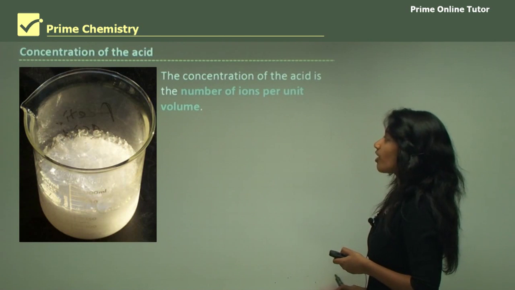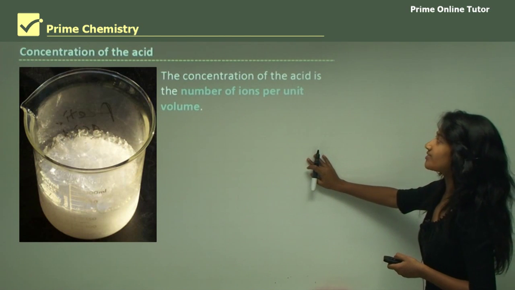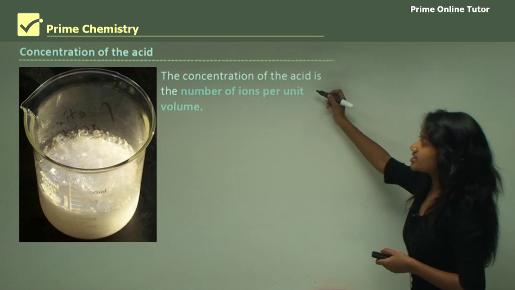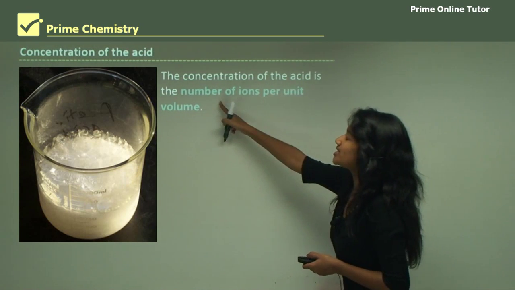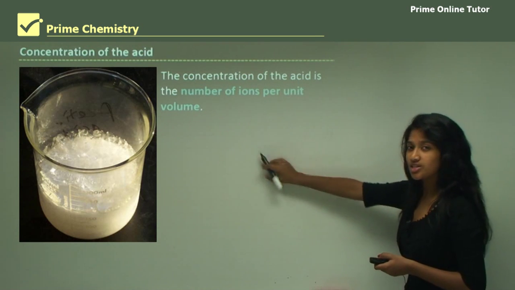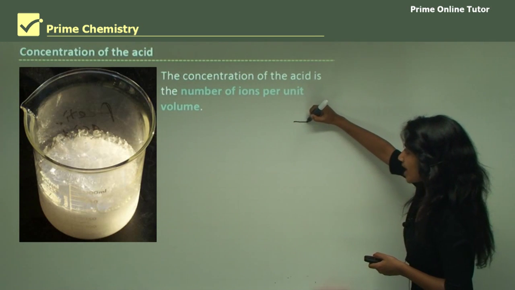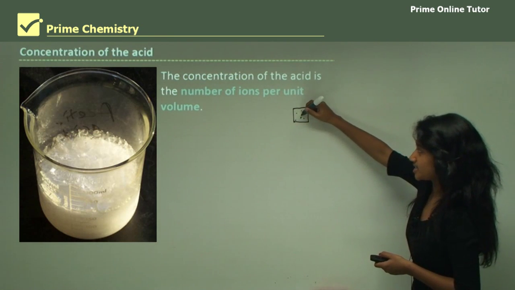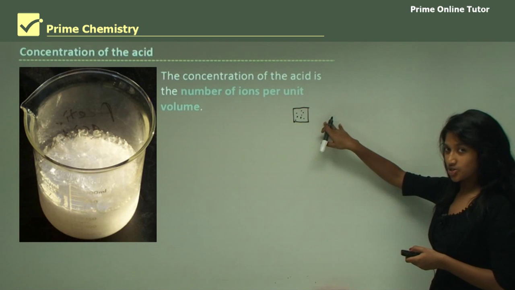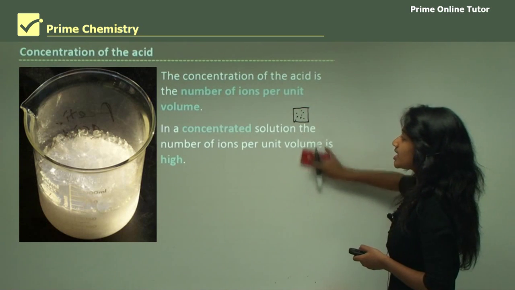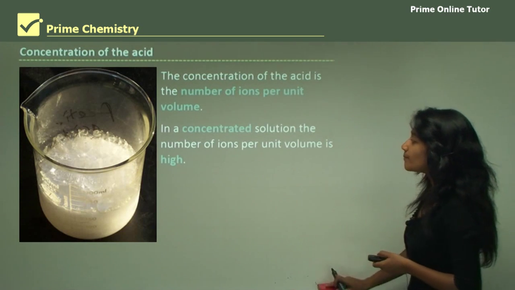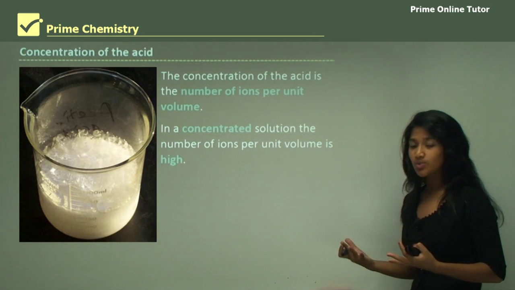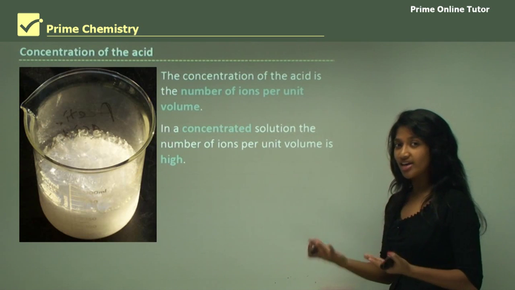The concentration of the acid is the number of ions per unit volume. Now this is looking at the concentration, so it is the number of ions in a unit volume. So for example, let's say we have a square like this, and how many particles are in it, that's what the concentration is. In a concentrated solution, the number of ions per unit volume is high. So if something is concentrated, it's going to have a higher number per unit volume.